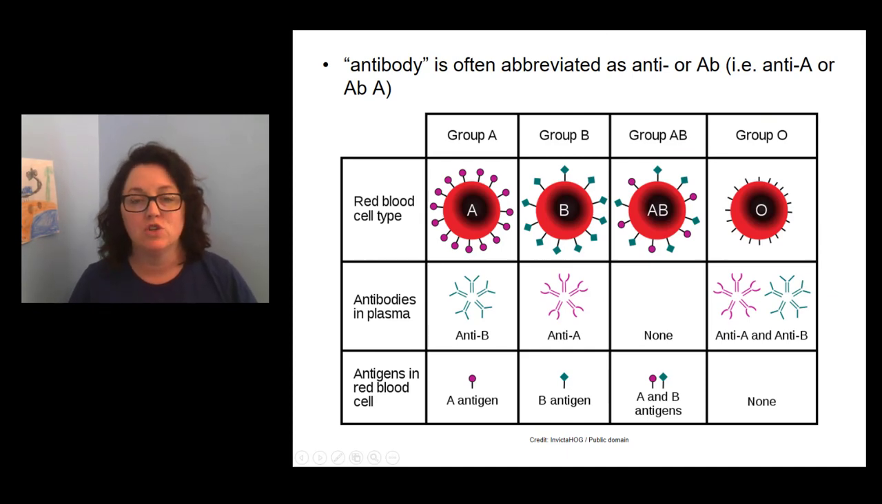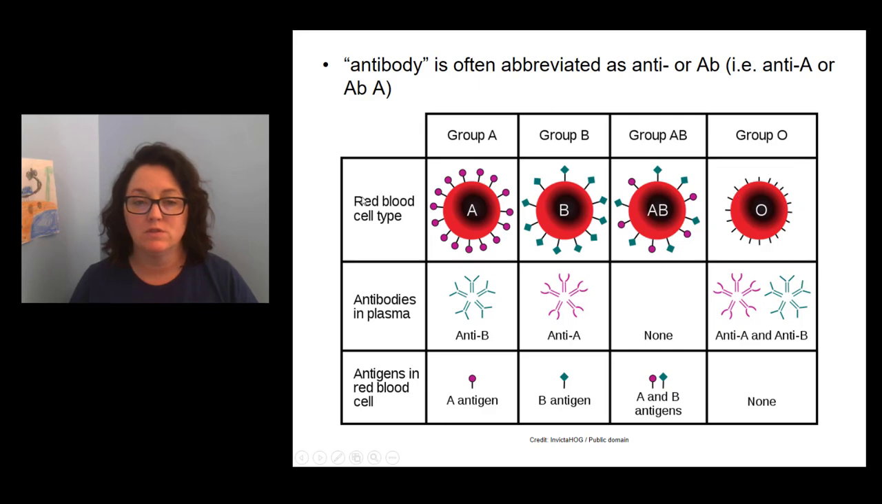Something I want to mention is that the term antibody is often abbreviated as just the prefix anti, or as big A little b, right? So like if you're talking about antibody A, they might say anti-A or big A little b, which can be kind of confusing, but I wanted to mention it, right?